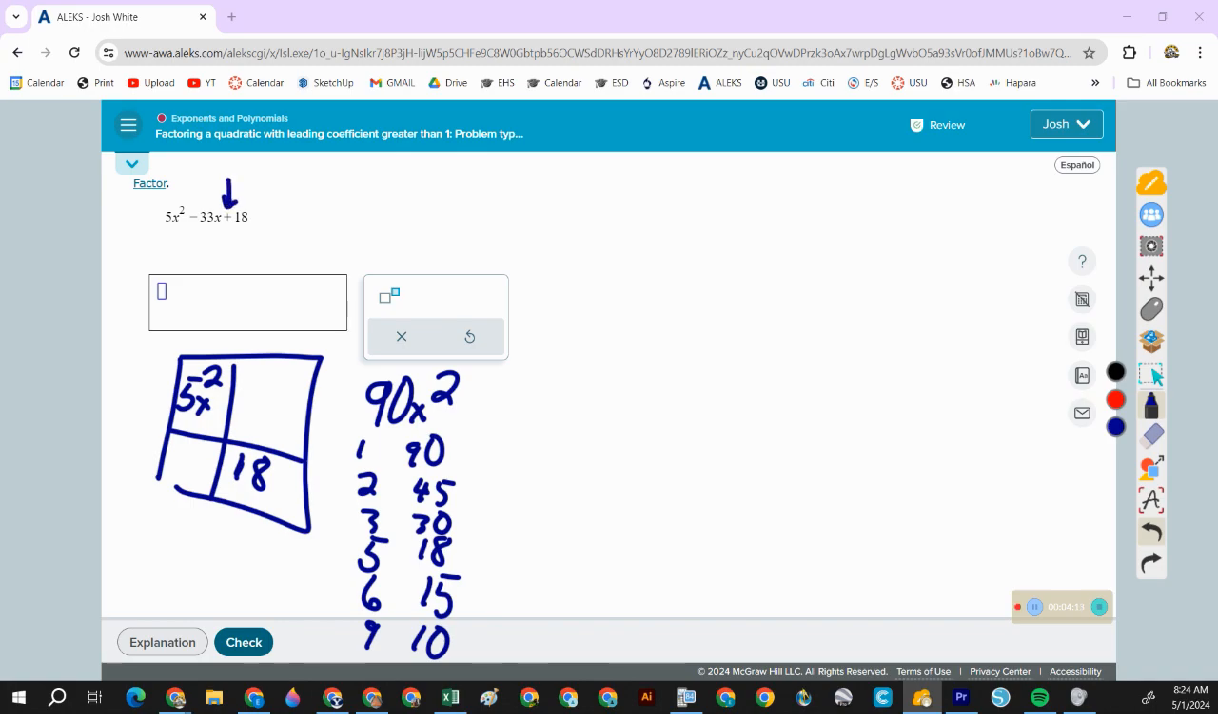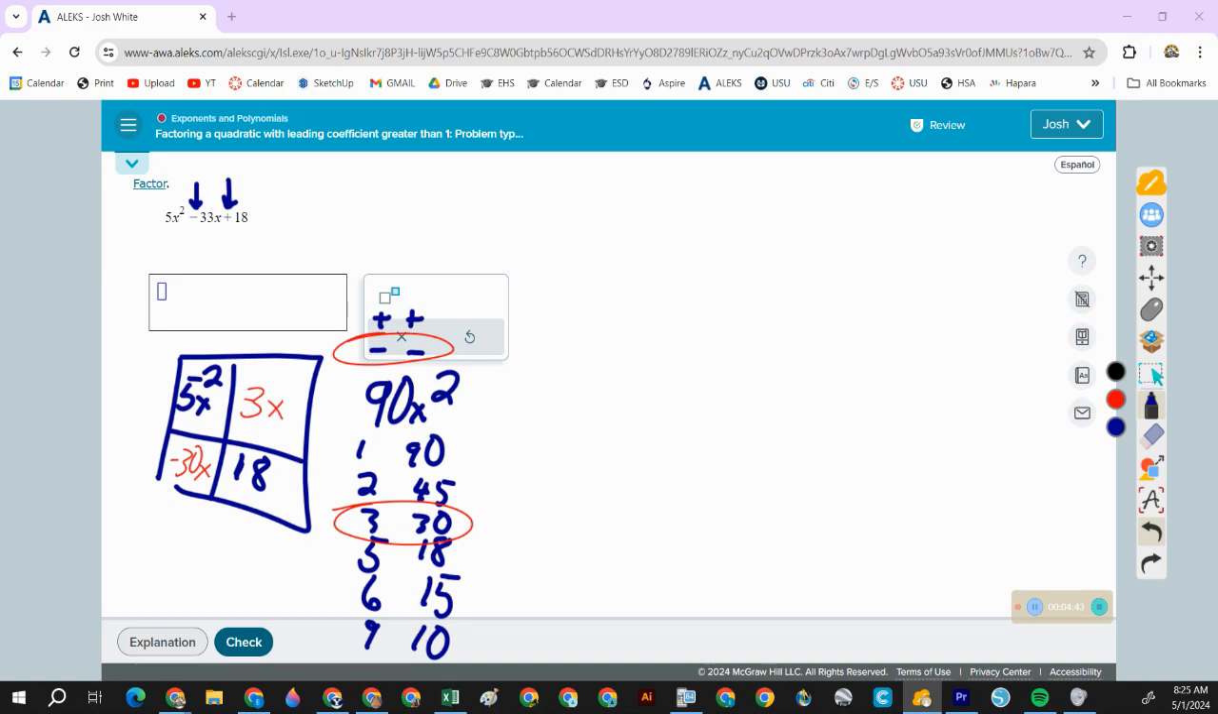And this number is positive, which means my factors are either plus plus or minus minus. And this is negative, which means both signs are negative. Can I use one of those sets to create a -33? Yeah, this one. So 3x, -3x, and -30x.